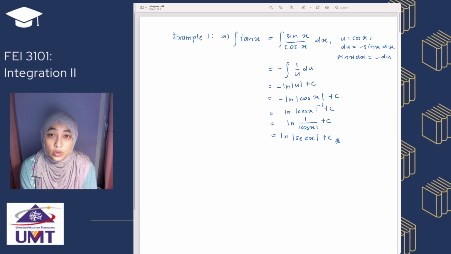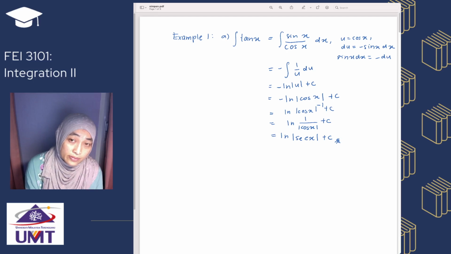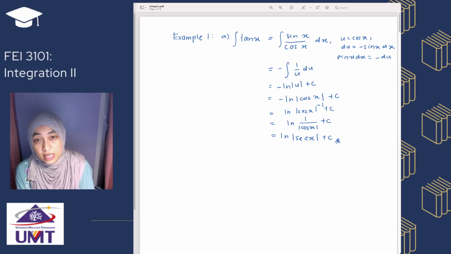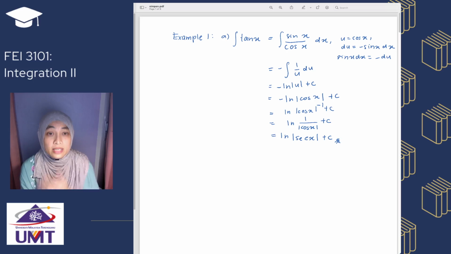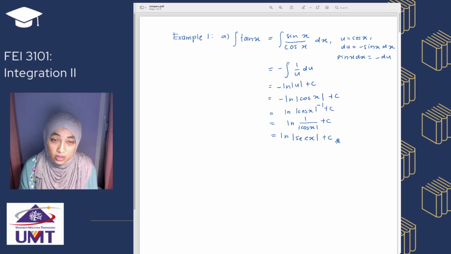It will be easier for you to have the negative there, so sine x dx is equal to negative du. Now just substitute it as negative 1 over u du. Integrate the 1 over u du, and you will get negative ln u plus c. Then you substitute u back as cos x, and you will get negative ln cos x plus c.